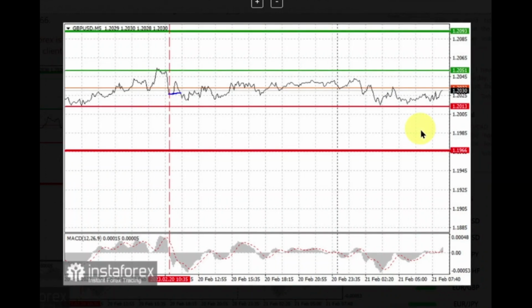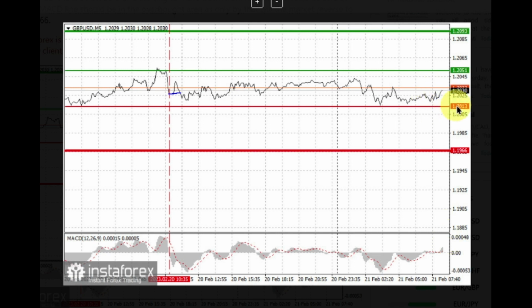For long positions, buy pound when the quote reached 1.2051. And take profit at the price of 1.2093. Growth will be possible if PMI data in the UK exceeds expectations. However, when buying, make sure that the MACD line is above zero or is starting to rise from it.